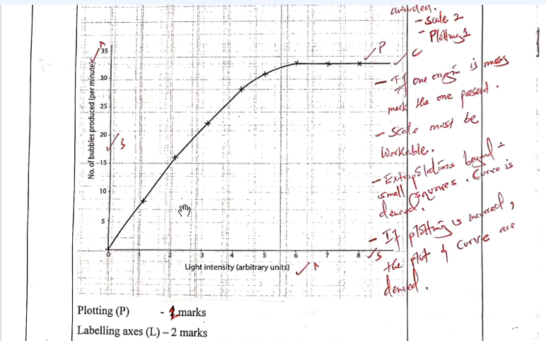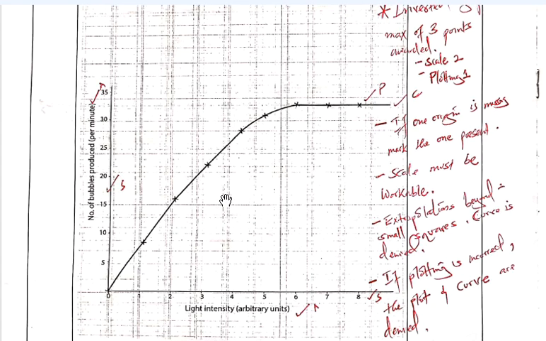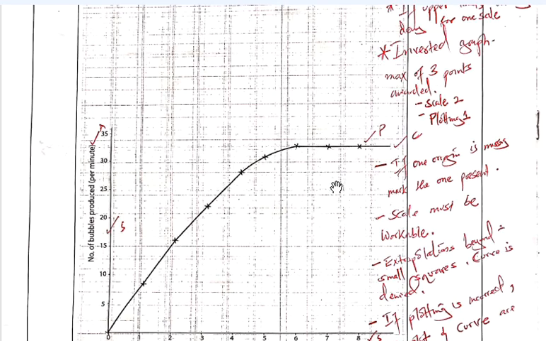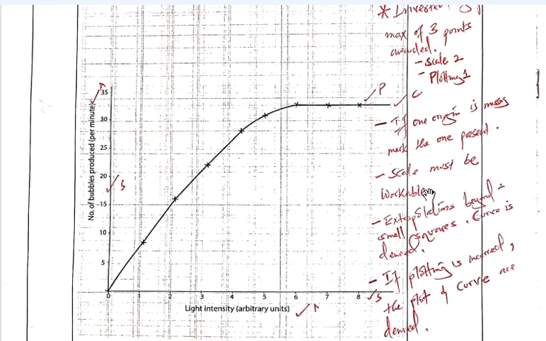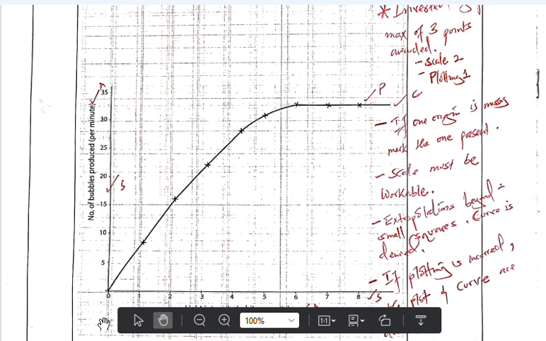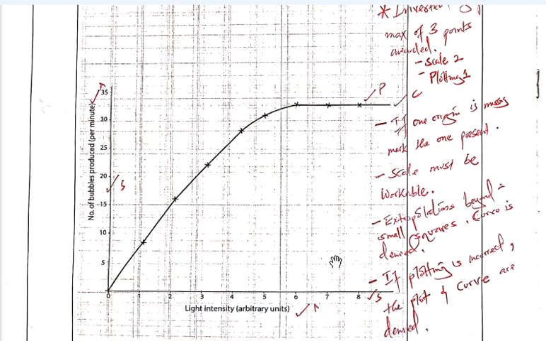And the graph was light intensity against the number of bubbles produced per minute. And another thing when drawing the graph, you should consider the upper limits. Then in case a graph is inverted, he or she will get a maximum of 3 points. And if the origin is missing, he or she will be penalized. Then extrapolation should be avoided, which are beyond the small squares.